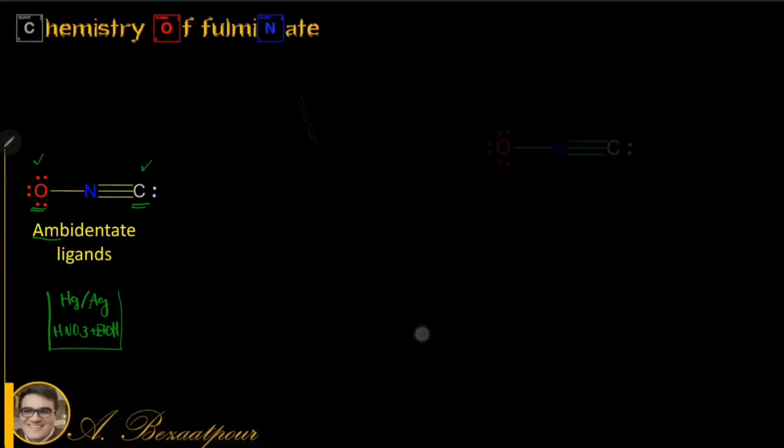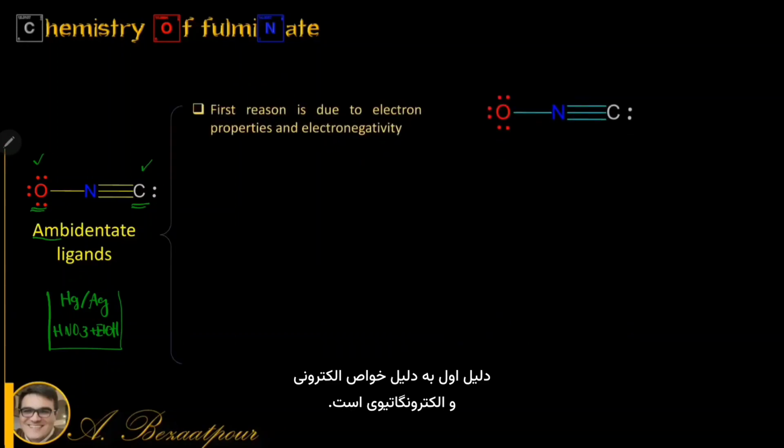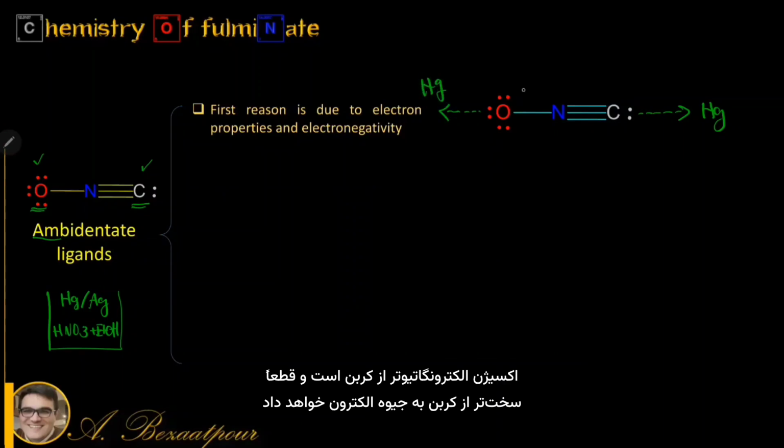In mercury fulminate, the fulminate prefers to be coordinated to the mercury cation through the carbon for three reasons. The first reason is due to the electron properties and electronegativity. Oxygen is more electronegative than carbon and will definitely give electrons to mercury harder than carbon.